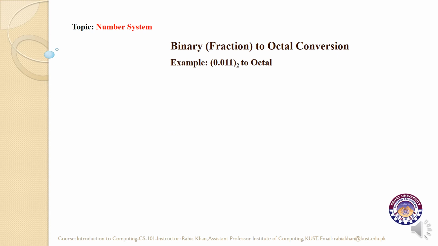Here again we are given a binary fraction and we need to convert it into an octal number. So as the method shows, you need to first break this number in groups of 3, but this grouping must start from the decimal point, left to right. This is the number, and we need to group the number starting from the decimal point in groups of 3. So 0, 1, 1, this is our only group.